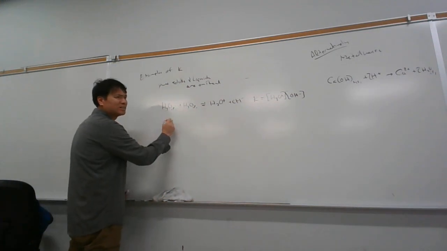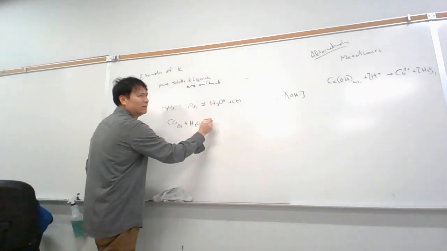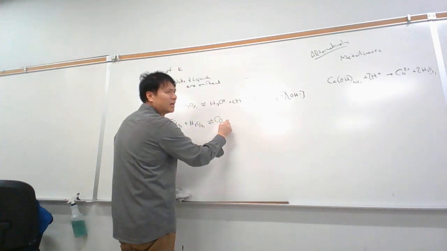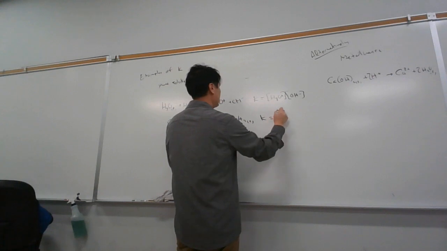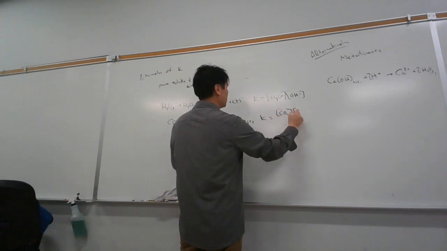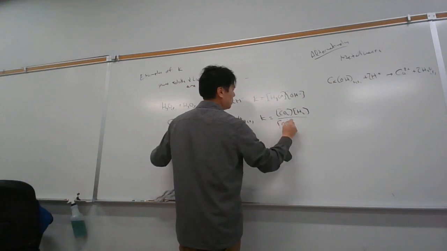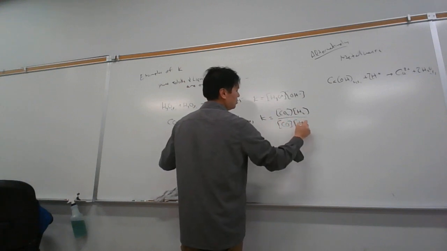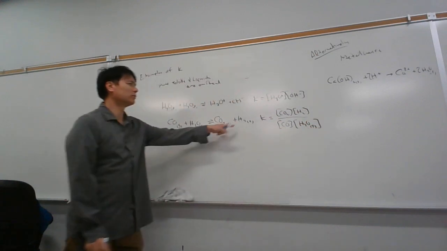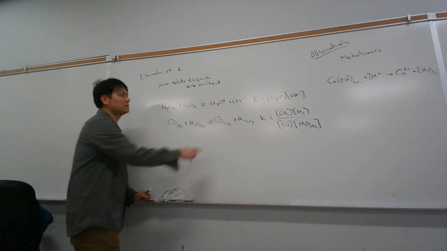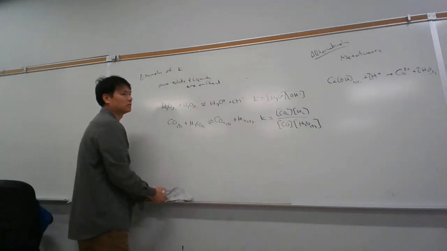But if it's not, let's say if we had CO gas plus H2O gas yields CO2 gas plus H2 gas, then K is going to equal the CO2 concentration times the H2 concentration divided by the CO concentration and the H2O gas concentration. So here we have the products over reactants. This is products over reactants, but the reactants are just one in this case.